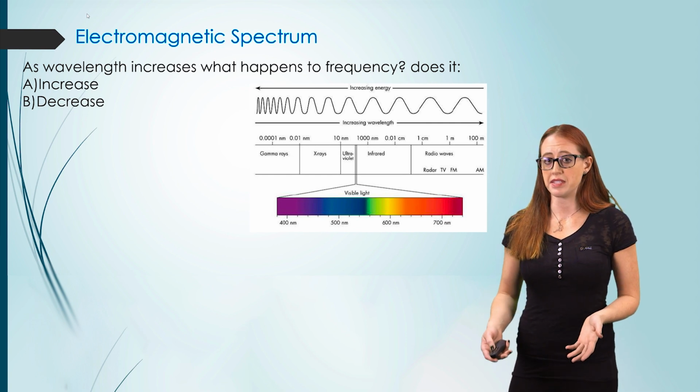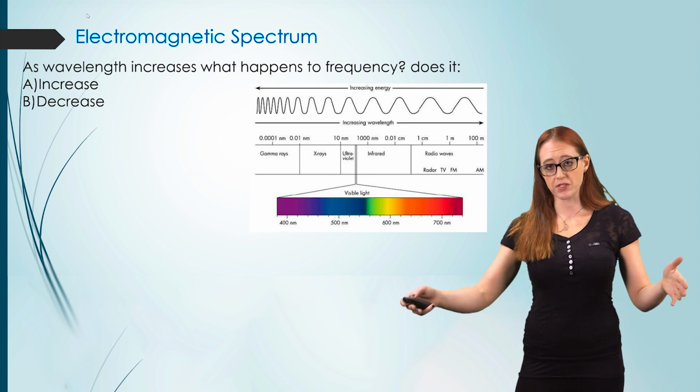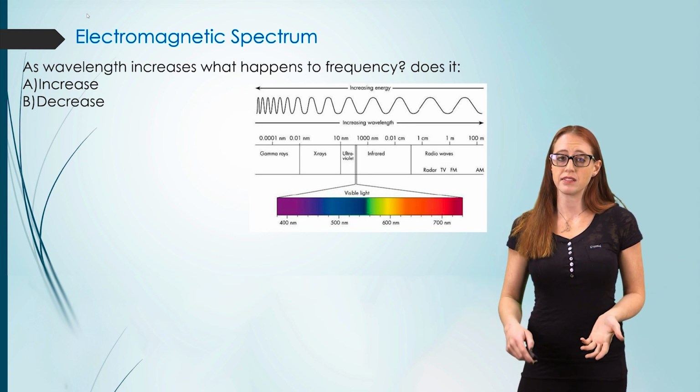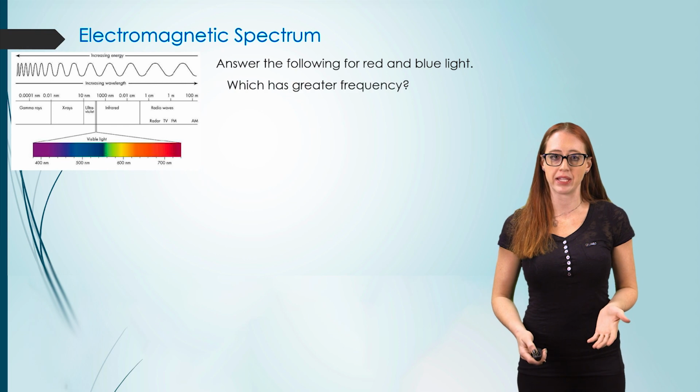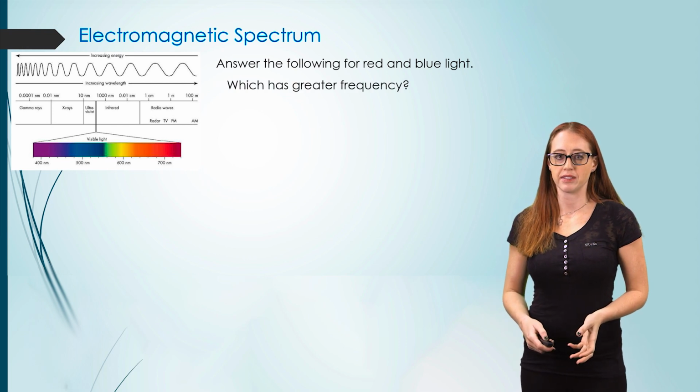Since light travels at the same speed, if we're going to increase the wavelength, then the frequency must decrease. Now let's answer a few more questions. Take a moment and pause in between each one before I give the answer if you need to, so that you can try to work on it on your own first. So first off, between the red and the blue light, which has the greater frequency?